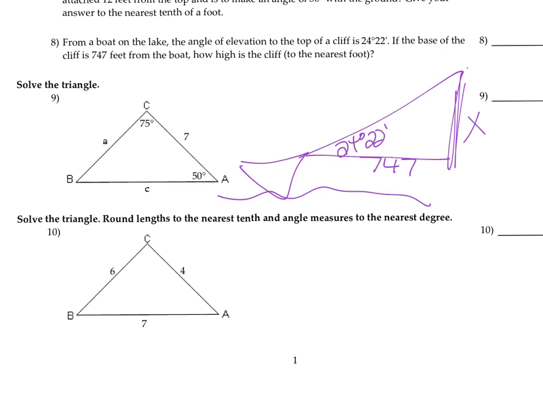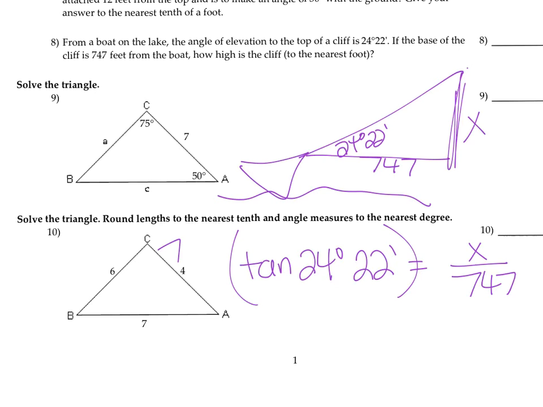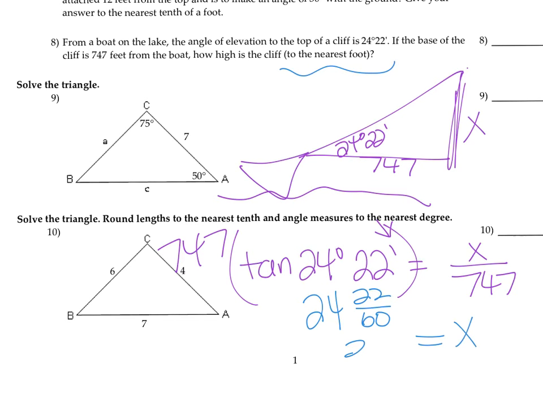So this time I have opposite and adjacent, which would be tangent. So the tangent of 24 degrees, 22 minutes is x over 747. And then I would multiply this by 747. So if your calculator has the little degree and tick mark symbol, then you can type it in the way that it is. If not, then I would take that 22 and divide it by 60 and get a decimal first, and then add that to 24. Multiply it times the 747 and round to the nearest foot, and you should get 338.